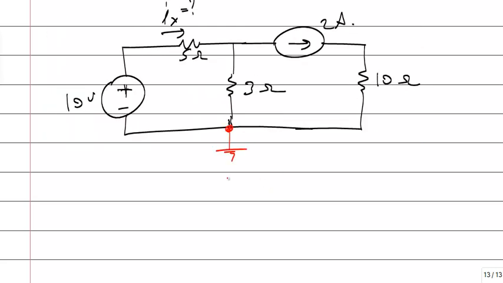I select this point. Why? Because it is the negative side of the voltage source. Can I select other nodes? Yes. But if I select the node which is connected to the negative side of the voltage source, my job will be easy. Analysis will be easy.